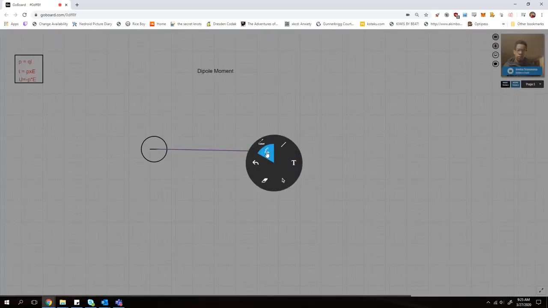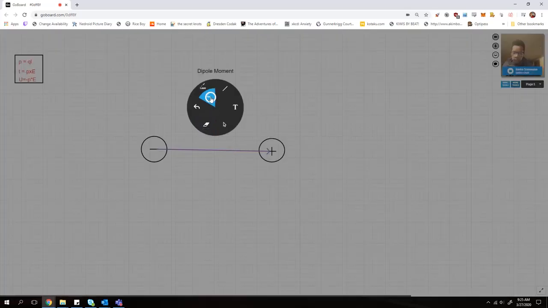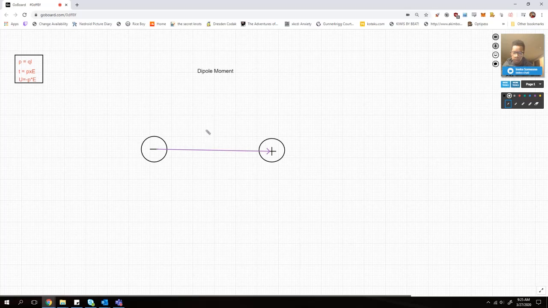So don't get that mixed up with the electric field vector, because the electric field vector points from the positive to the negative. Dipole moment is not the same. So that's your dipole moment, the vector here. The distance from here to here is what we're calling L, and then Q is the magnitude of these charges.